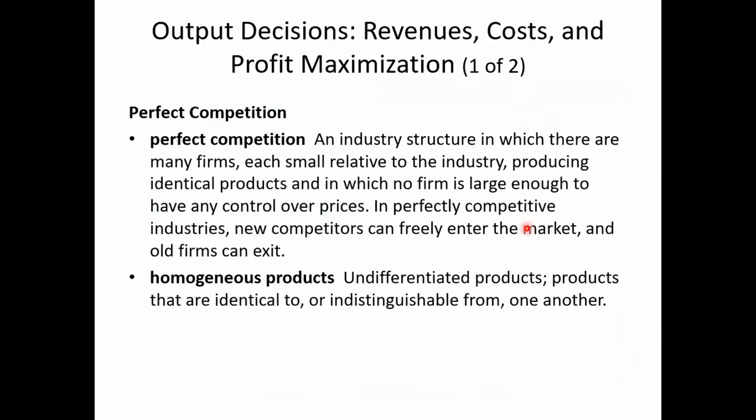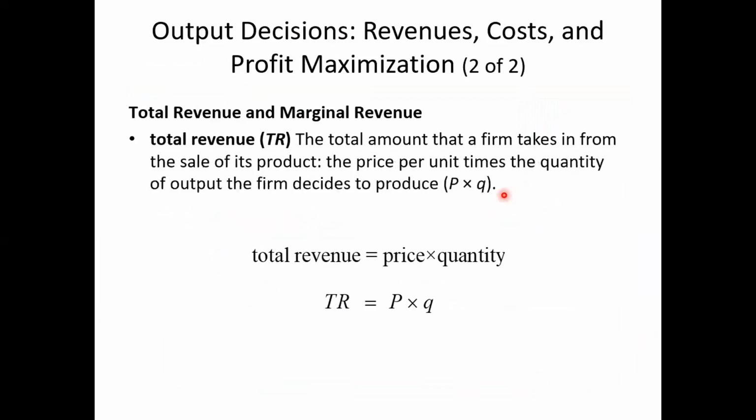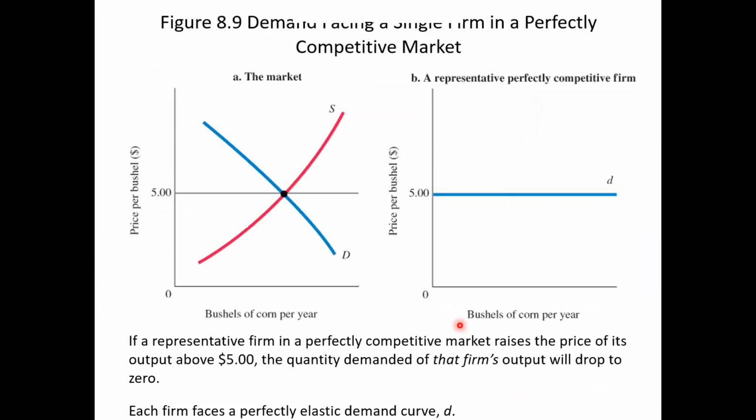Now remember, we are in perfect competition. So every firm is relatively small to the industry. They're all making the same stuff. So in perfect competition, total revenue is really easy. It's price times quantity. Price is given to you from the market because you're so small as a business. So here's the industry demand curve. Here's the industry supply curve. The equilibrium price is $5.